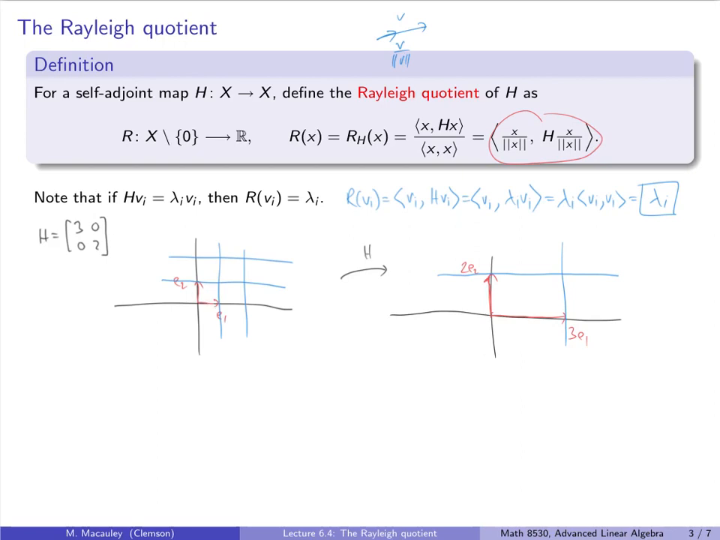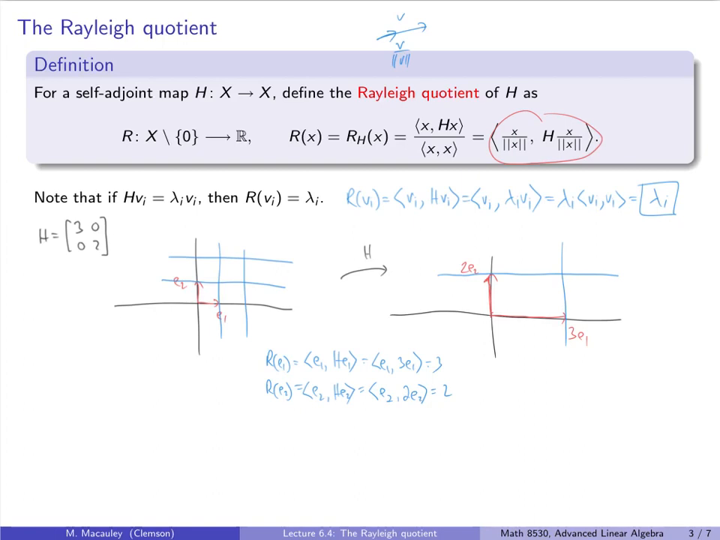Let's take e1. The Rayleigh quotient of e1 is the inner product of e1 with He1, which is e1 dot 3e1, which is 3. And the Rayleigh quotient of e2 is the inner product of e2 and He2, which is e2 dot 2e2, which is equal to 2. So this thing gets stretched out by a factor of 3. This thing gets stretched out by a factor of 2. So if your inputs are the eigenvectors, the Rayleigh quotient is just telling you how much those get stretched.